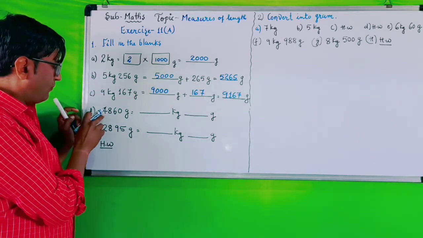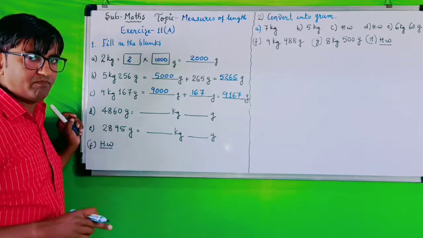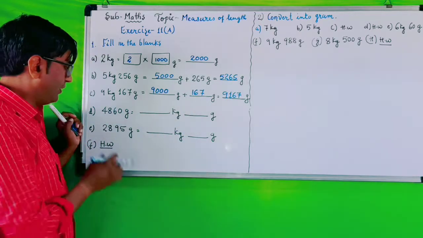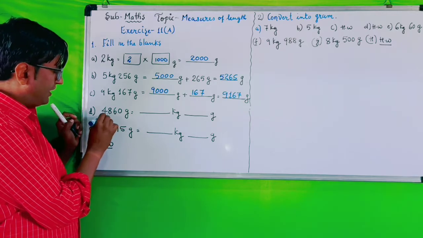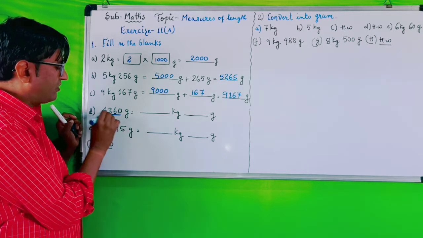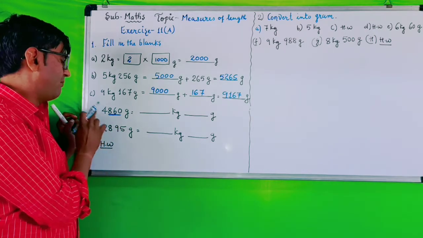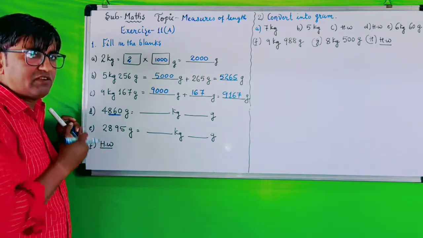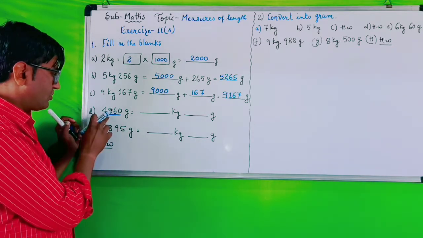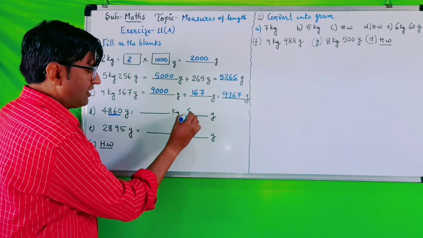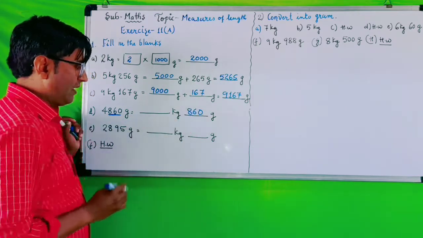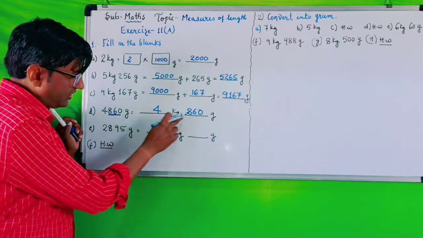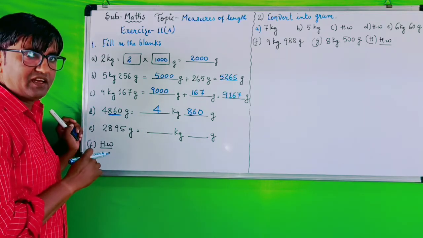Next one, D. 4860 gram. Children, now this is gram. We have to convert into kg and gram. I have explained to you. So what will we do? We know that the last 3 digits, always remember, will be the gram, and after the 3 digits the next digit will always be kg only. So this 860 will be in the gram and 4 will be in the kg column. Okay, 4 kg 860 gram.